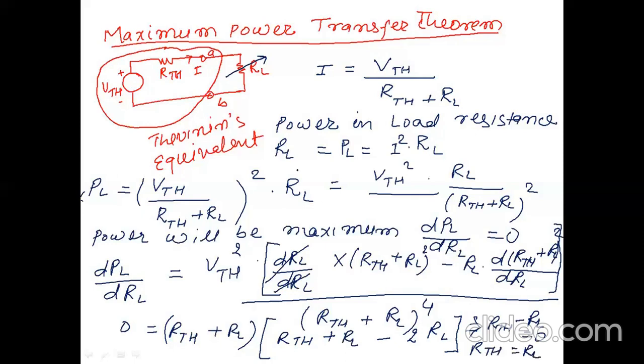It means that for maximum power transfer, the Thevenin resistance must be equal to the load resistance. If this is the condition, then our power transfer will be maximum. This is the only condition.